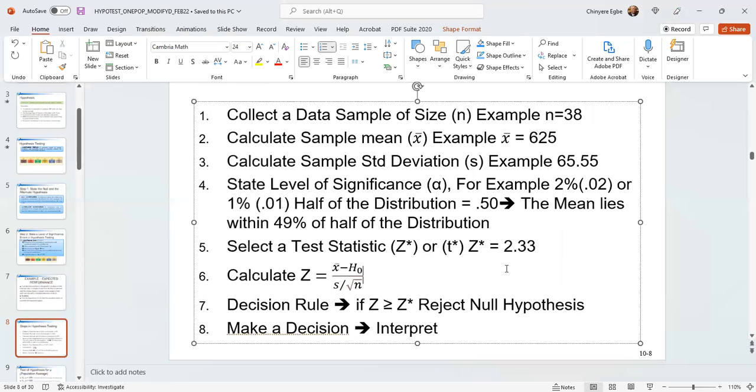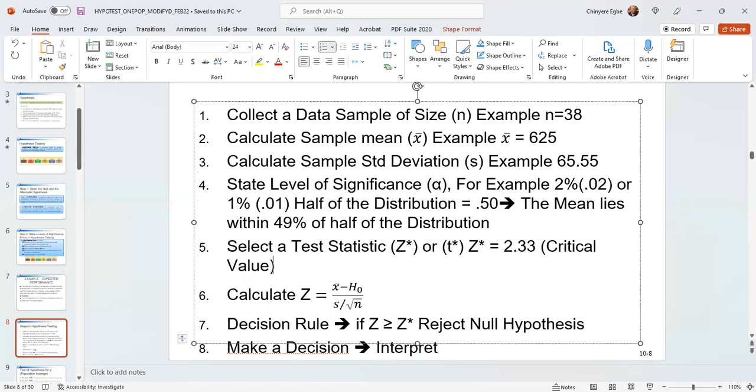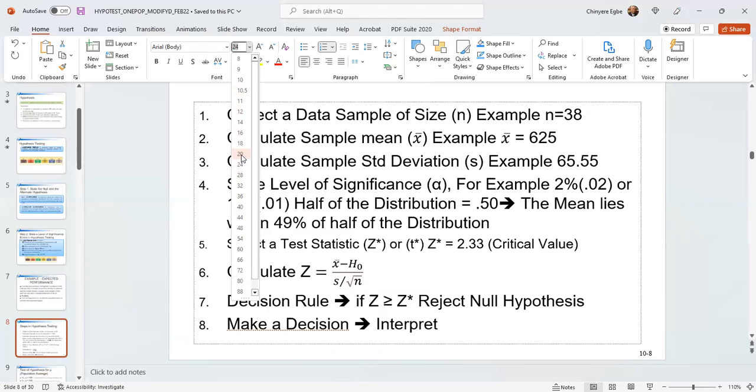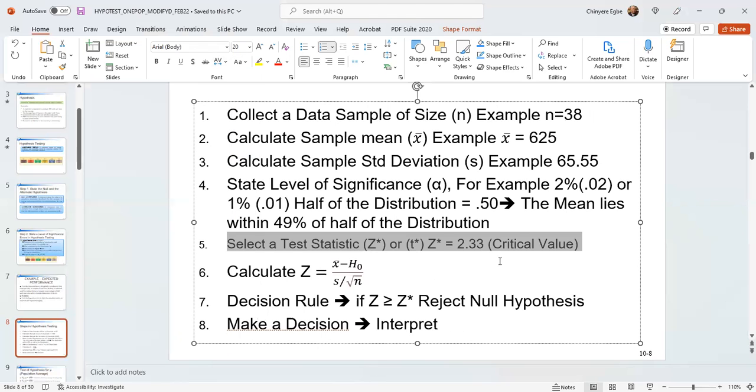how do we come up with a Z star? We select a test statistic, and we call that the critical Z, which is called the critical value. So how do we select this critical value?